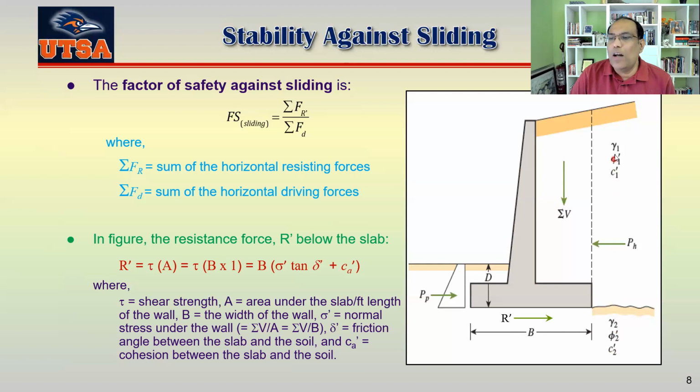This is gamma 1, phi 1, C1, and this is gamma 2, phi prime 2, and C prime 2. So this soil here, which was the ground level on this side of the wall, and this is the ground level on the other side of the wall. So when you do your stability against sliding and bearing capacity, you must deal with this soil here. Okay. Now let's see.